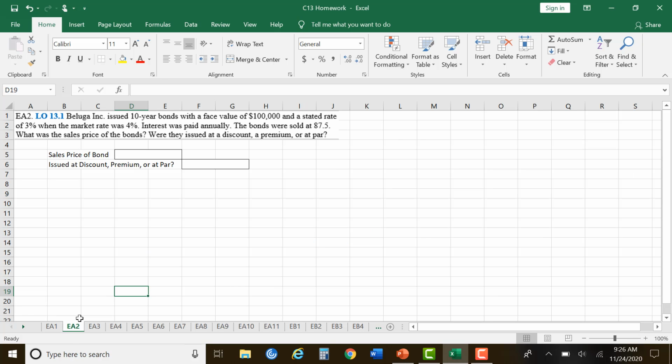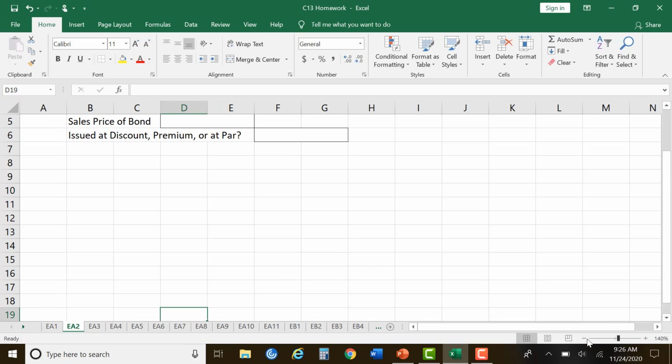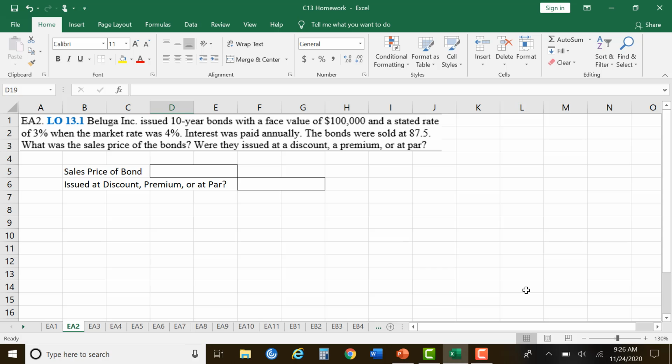All right, for exercise 2, we have Beluga Inc. issued 10-year bonds with a face value of $100,000 and a stated rate of 3% when the market rate was 4%. Interest was paid annually. The bonds were sold at 87.5. What was the sales price of the bond? Were they issued at a discount, premium, or par?